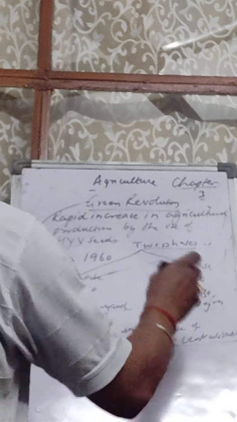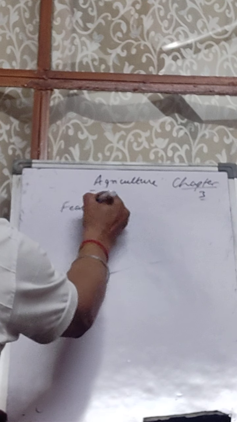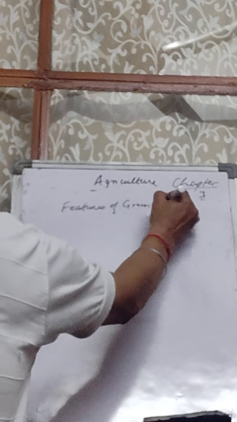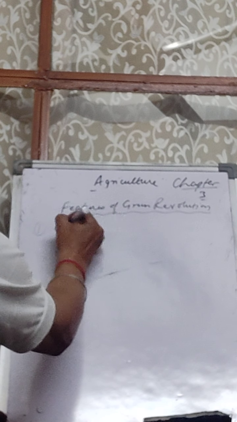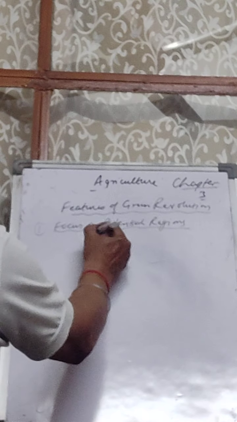Now we shall study the features of green revolution. Now, what were the features of green revolution? The first one is focus on potential regions. It means the government will decide which regions are to be selected for the production of particular type of food grains so that the resources are optimally utilized.